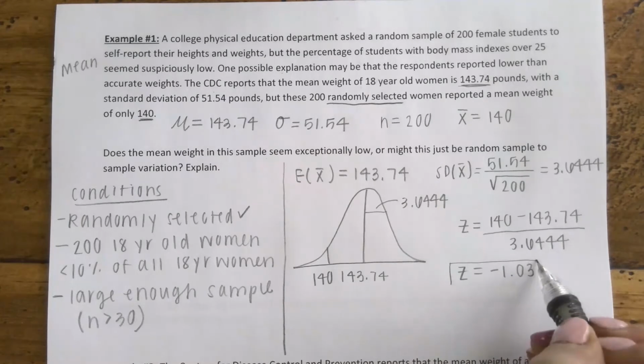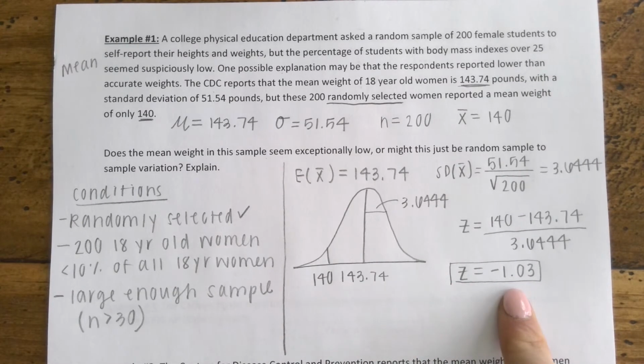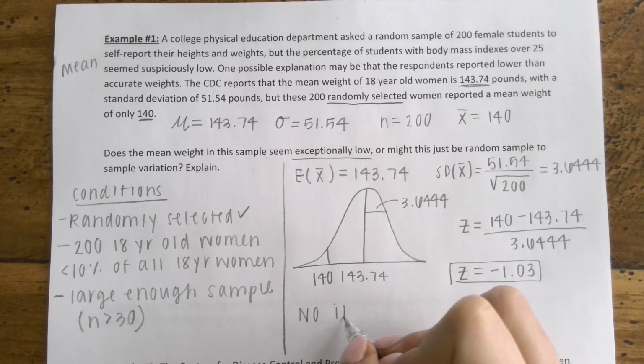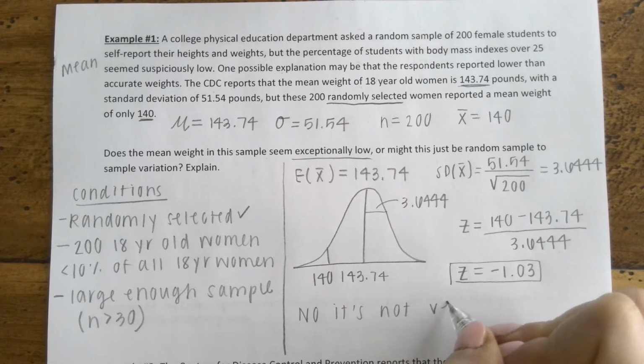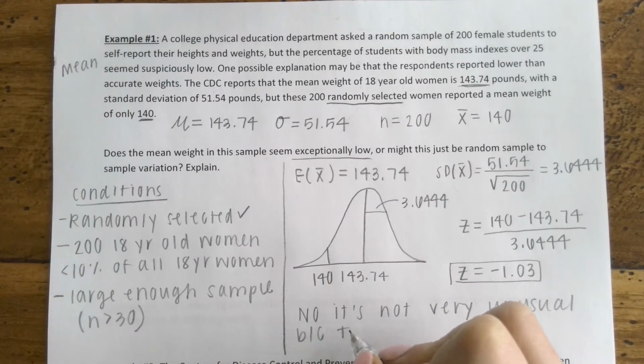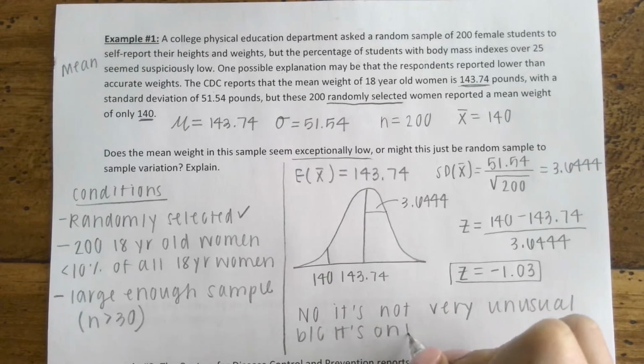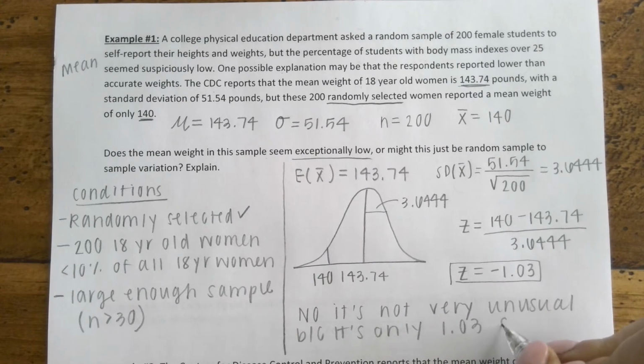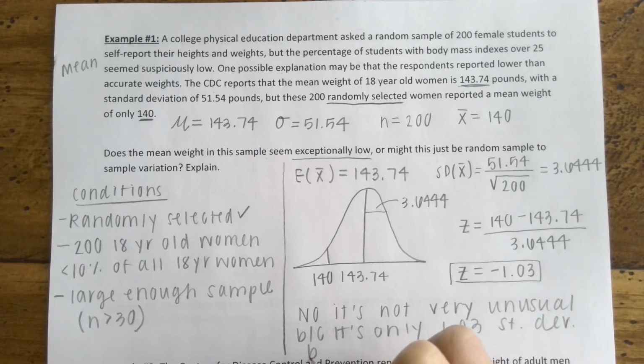Okay, that means that this sample, although it was below average, it was only about 1 standard deviation below average. So do you think this is exceptionally low? I would say no. It's not very unusual or very low, because it's only 1.03 standard deviations below average. If it were, say, 3 standard deviations below or more, then I would say that it's very unusual.